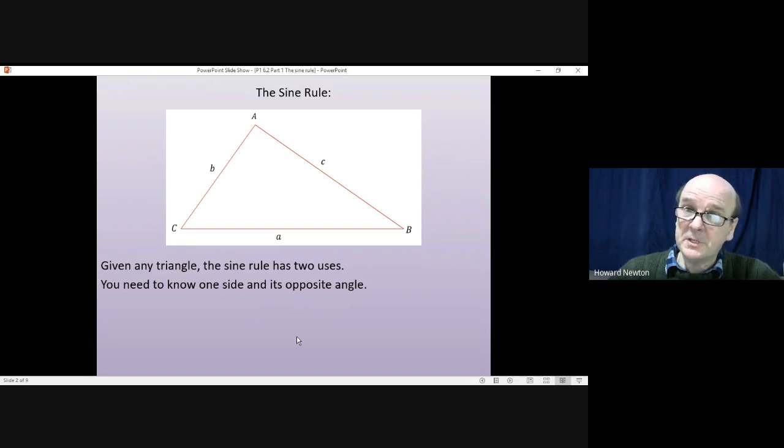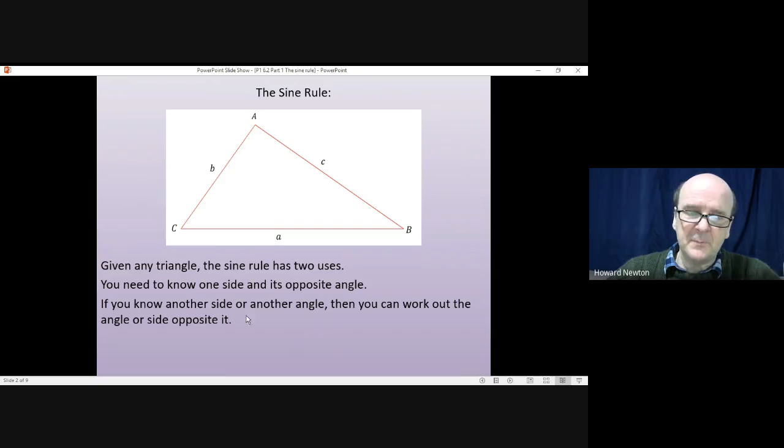You also need a third piece of information, but that third piece of information could be any other side or any other angle. Now, if the other piece of information is another side, then you could use the sine rule to work out the angle opposite that side. Or if the other piece of information is another angle, then you can use the sine rule to work out the side opposite that angle.